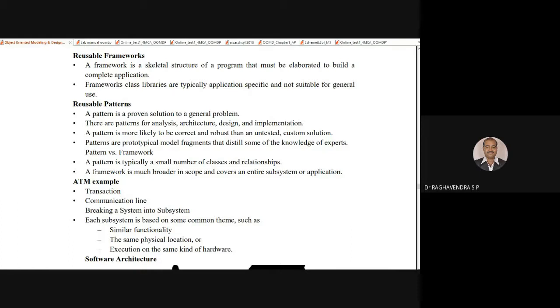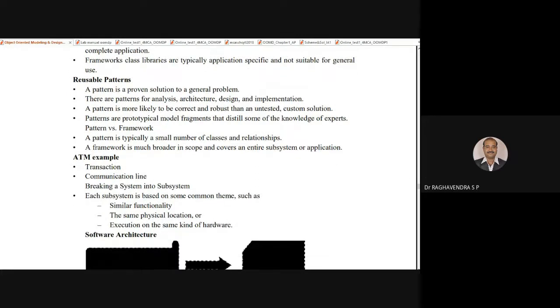Frameworks and class libraries and typical applications are not suitable for general use; for general use, they are better for reusable functions. Next, reusable patterns. Frameworks are patterns. It is expertized behavior, used to identify a solution for a recurring problem. A pattern is a proven solution for a general problem, like a formula, the quadratic equation formula: x equals minus b plus or minus square root of b square minus 4ac.